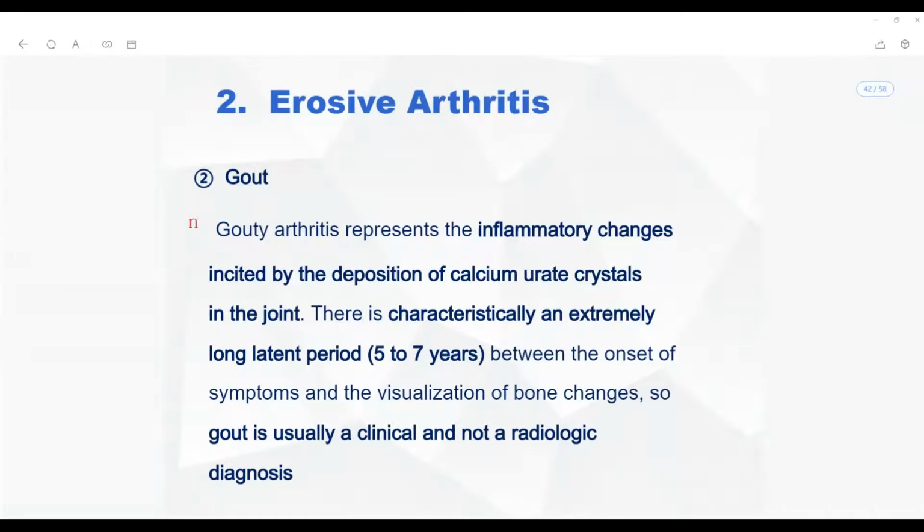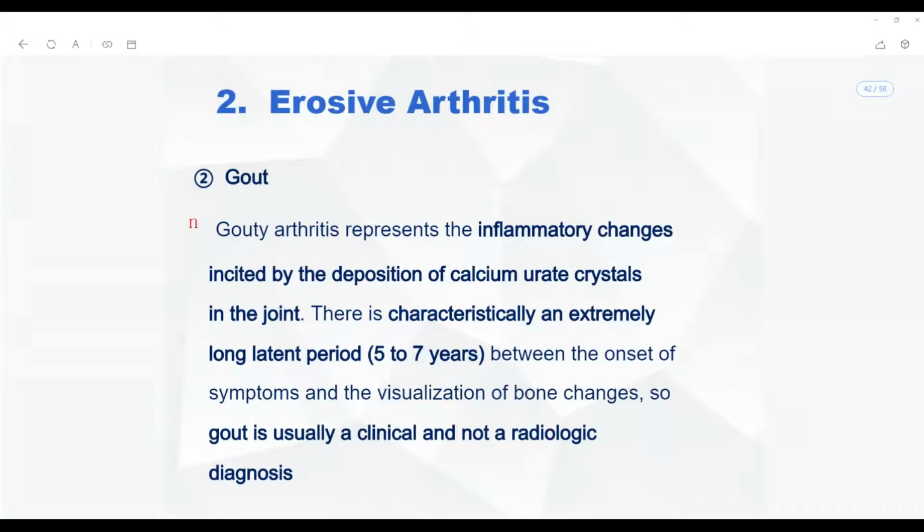It is usually a clinical diagnosis. Gout is technically not a radiological finding. It is a radiological finding of a disease related to the clinical condition of purine metabolism. Let me explain what exactly I'm talking about.